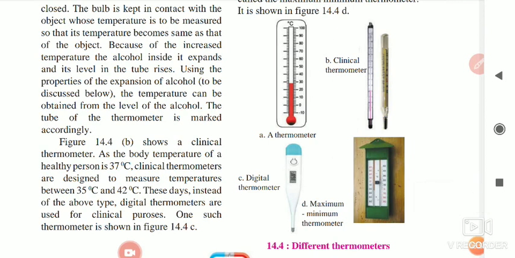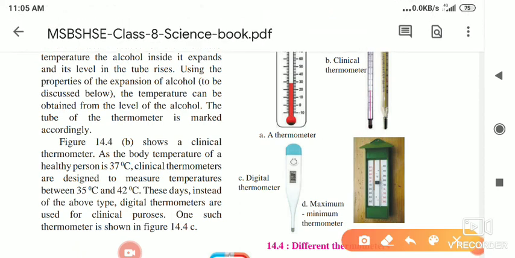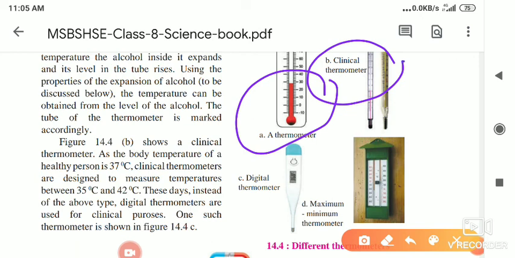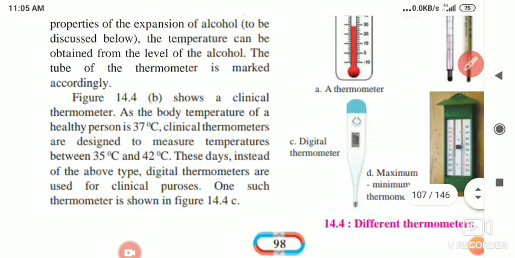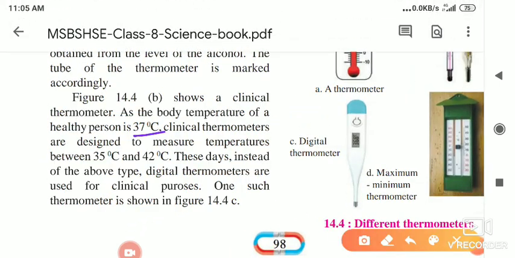Now the use of a thermometer is not only to check the body temperature, we use it for different purposes, and those uses we are also going to see. Now figure 14.4b, so this is 14.4a, this is 14.4b, this is a clinical thermometer. As you know, the body temperature of a healthy person is 37 degrees Celsius. It is in Celsius.